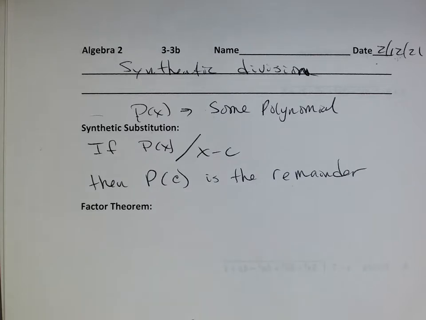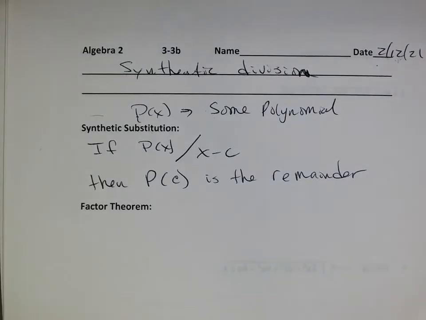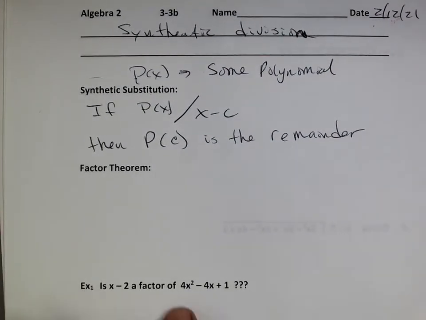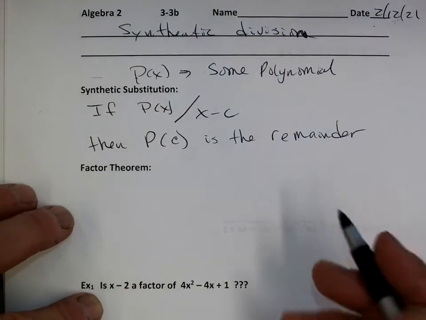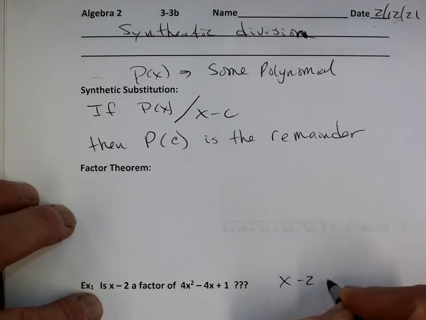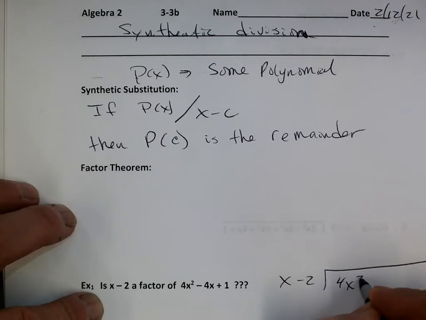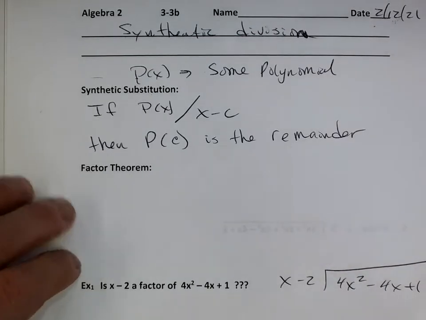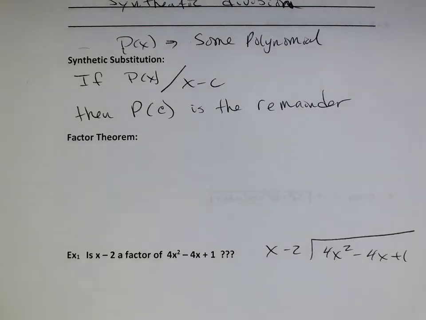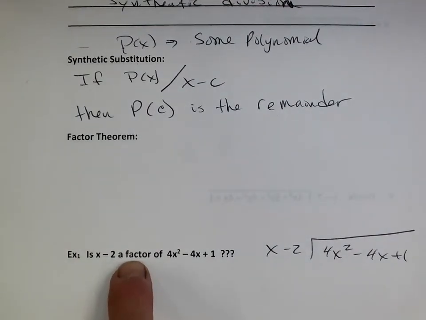Well, what does that mean? Well, let's take a look at example 1 and see what that means, okay? Here's my polynomial. And I want to take x minus 2 and divide it into 4x squared minus 4x plus 1, right? We could. But the question is this. It doesn't say divide it. It says, is it a factor? So what do you know about a factor? A factor means that it goes in evenly, right?